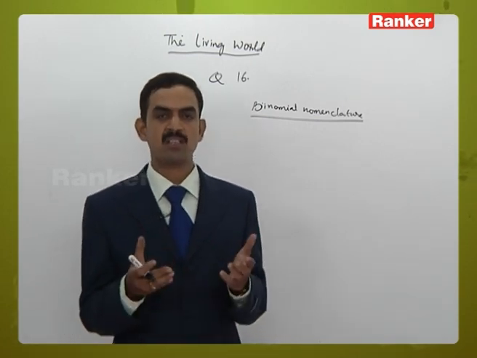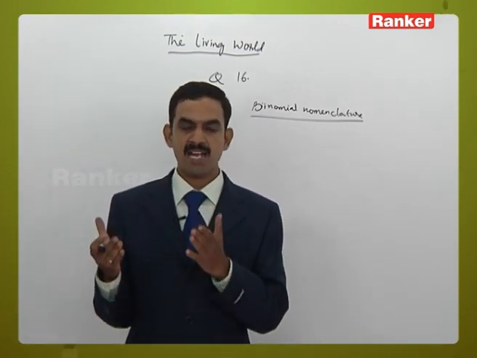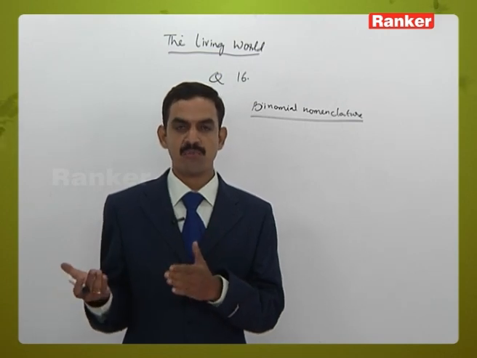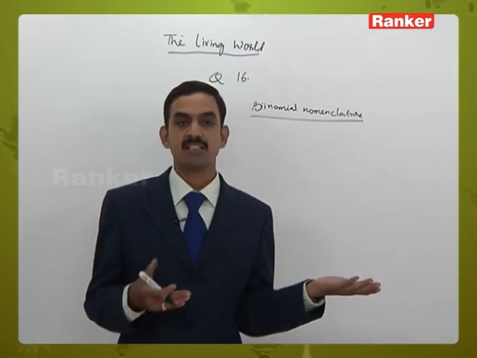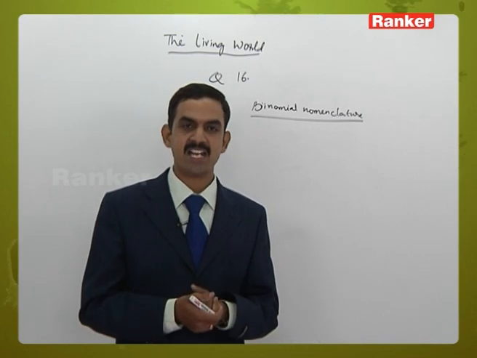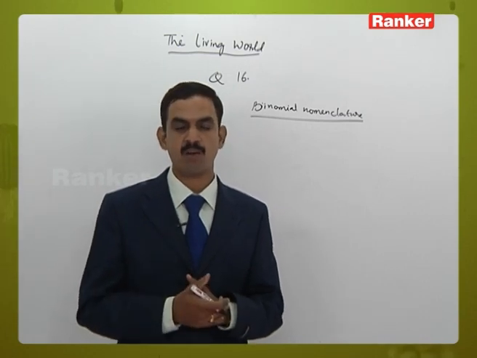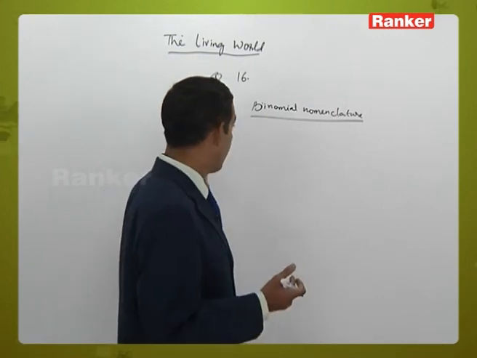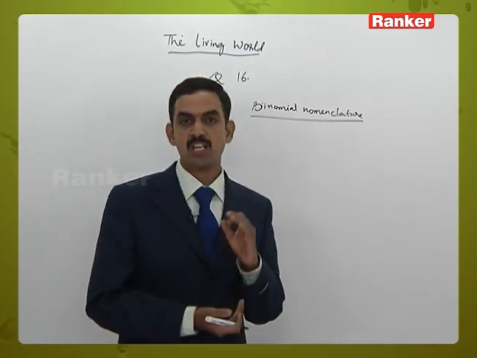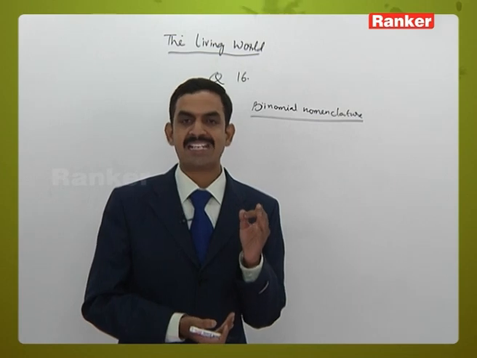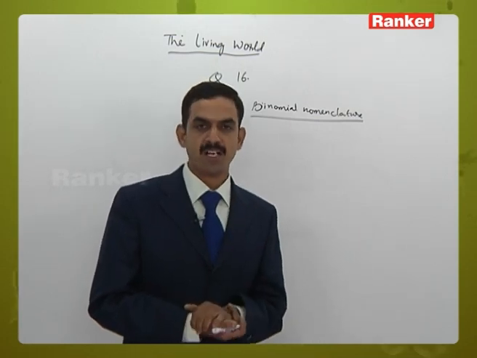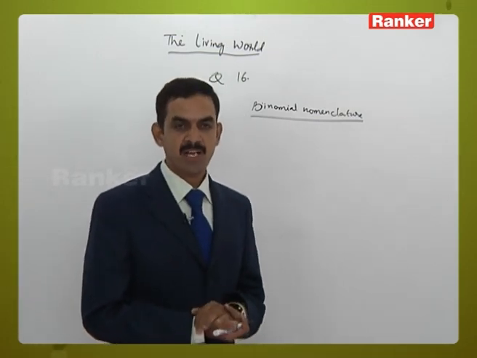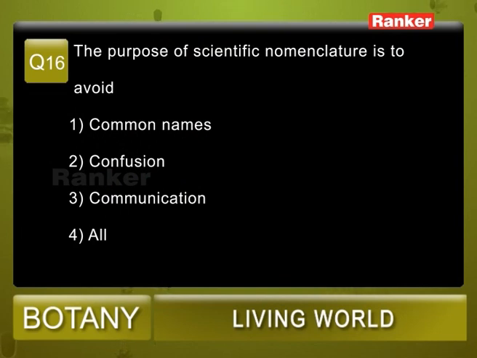So if a person wants a plant like China rose, and goes and asks in some other areas, those people may not have an exact idea about that particular plant he is asking about. So in order to avoid all this confusion, there should be a systematic and internationally accepted nomenclature system. That's the reason why, from the given options, confusion is the correct answer. Question number 16, correct answer is 2.